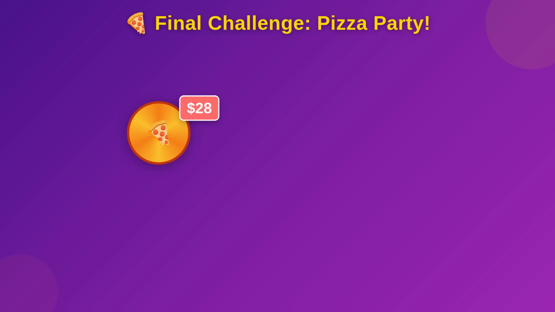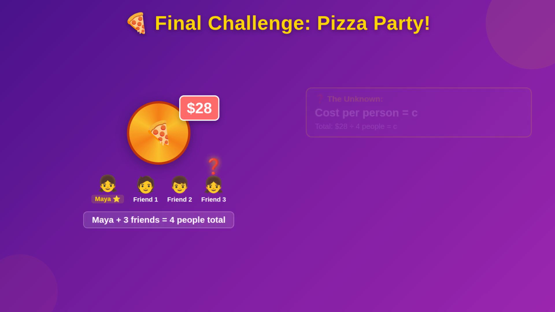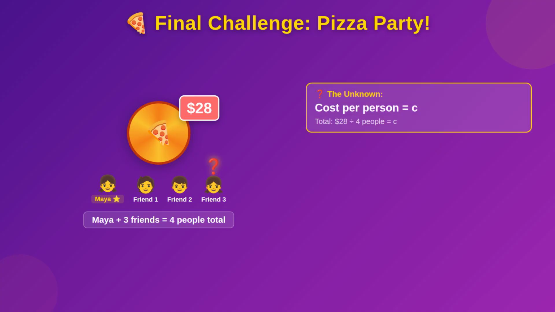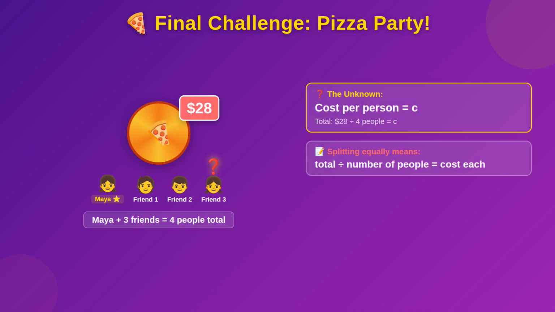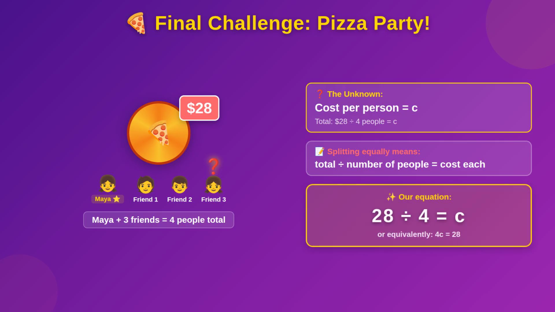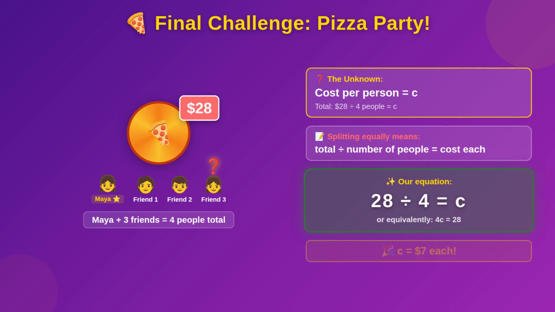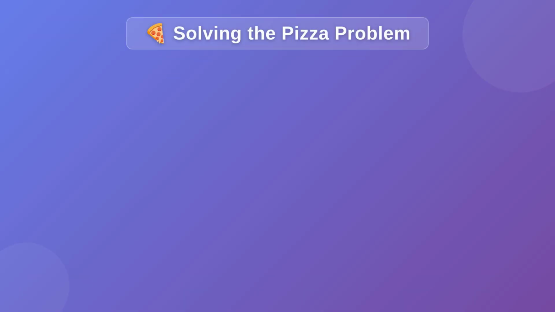One more. Maya and her 3 friends decide to order a giant pizza that costs $28. They want to split the cost evenly. How much does each person have to pay? This one's a little different. The total is $28. We want to find the cost per person. How many people are there? Maya plus her 3 friends is 4 people. The unknown is the cost per person. Let's use C for cost.